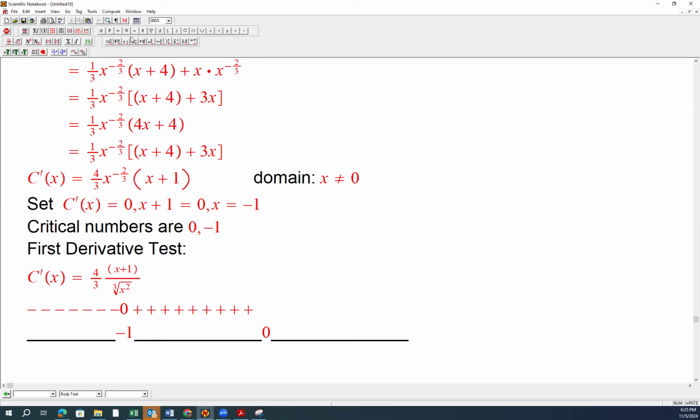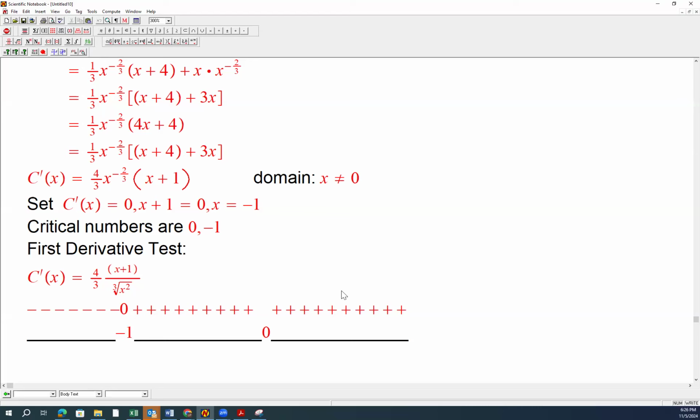How about in the neighborhood of 0? At 0, this is undefined, so we're not going to put anything here. And when x is greater than 0, it's also positive. Can you see that?